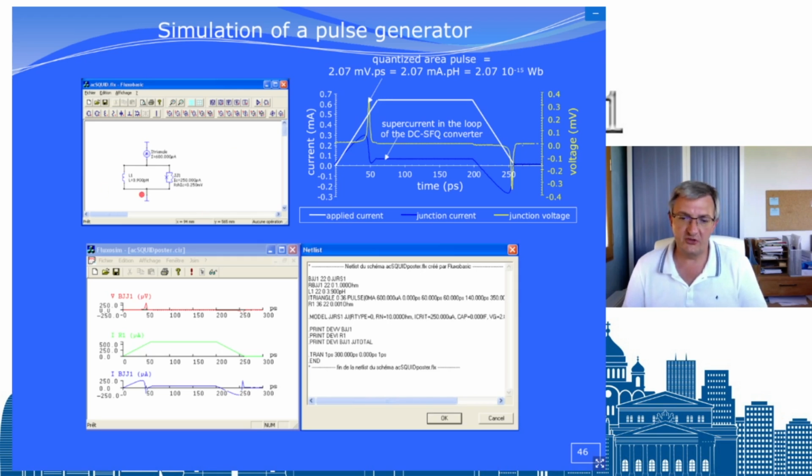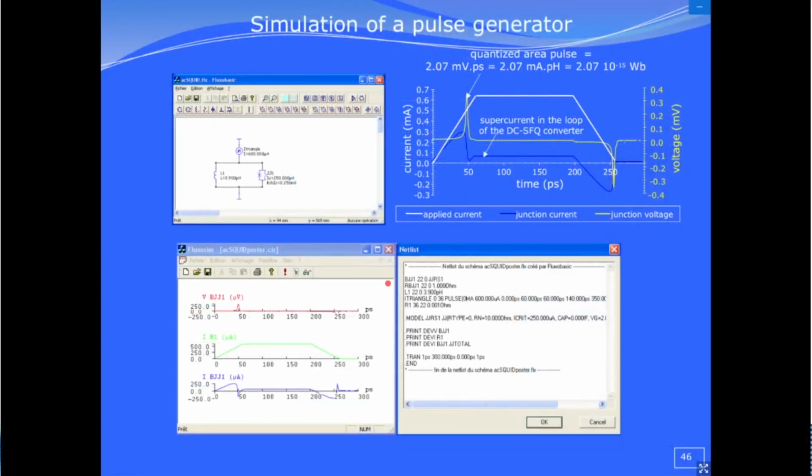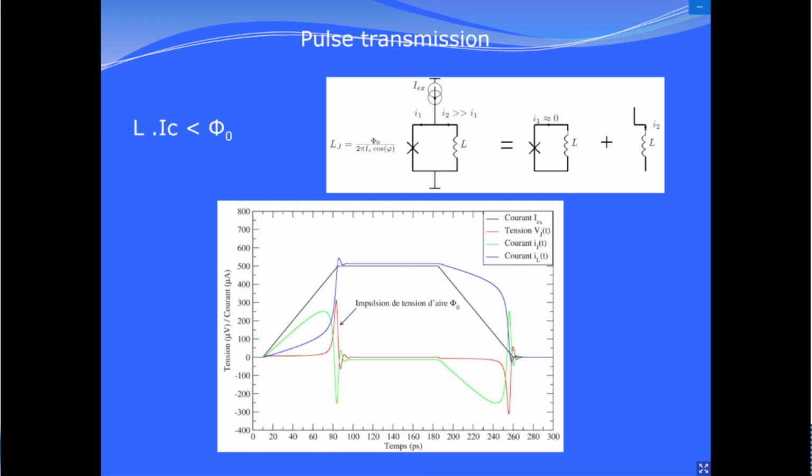So you can simulate all this. I will not go into the detail, you can use a SPICE generator, you can make a netlist, and you can calculate these pulses, you can check the current in the loops, in the inductance. I'm not going to go into all this. It's not so complicated. And I will just show you how you can use it after.